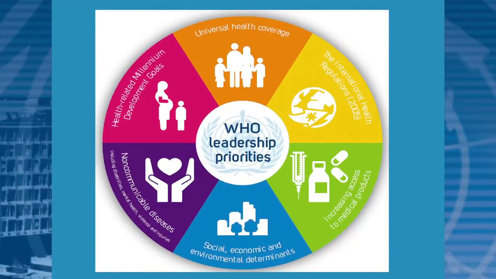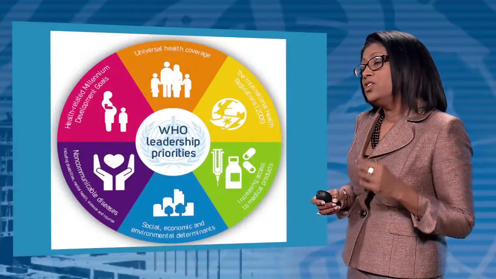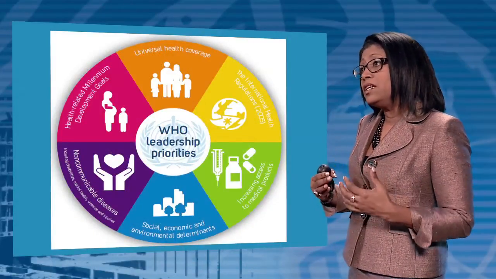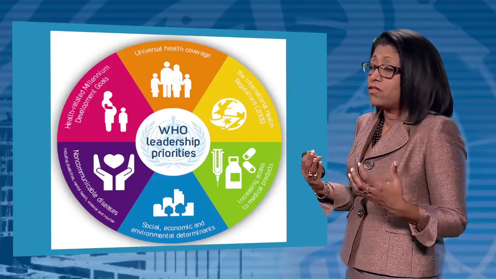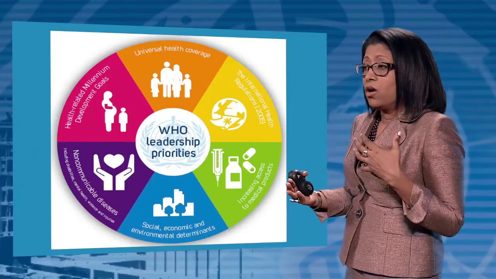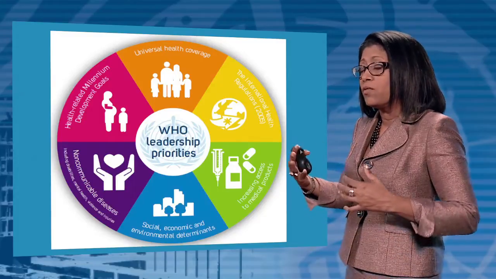The second current leadership priority is about the international health regulations and the international cooperation that all countries have agreed to, to protect all our peoples. What does this mean? It means that a threat in one country can be a threat to all of the population of this planet. So in 2005, building on many, many years, actually over 100 years of international sanitary agreements and so on, all member states, all governments came together and revised the international health regulations.